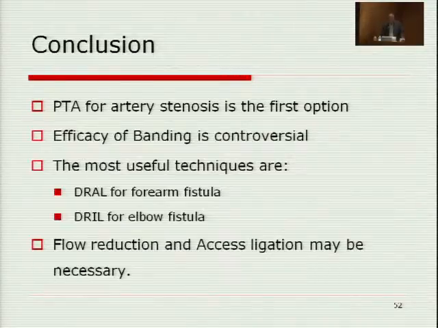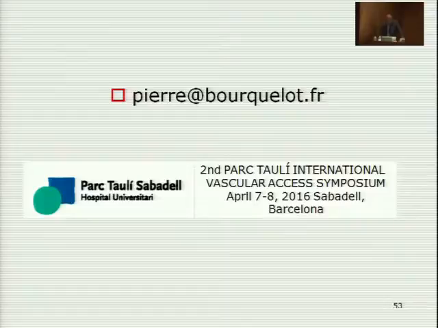In conclusion, PTA for artery stenosis is the first option. Efficacy of banding is controversial. The most useful techniques are DRAL for forearm fistula, DRIL for elbow fistula. Flow reduction and access ligation may be necessary.